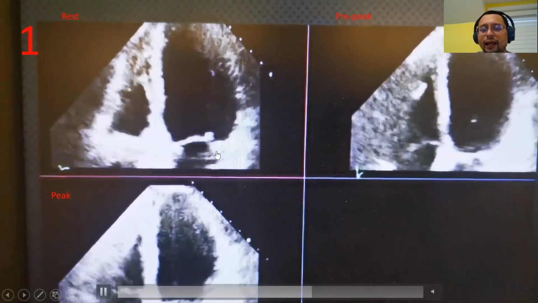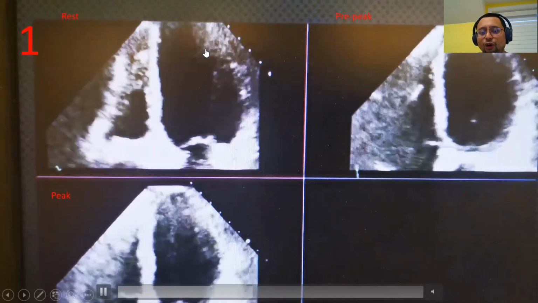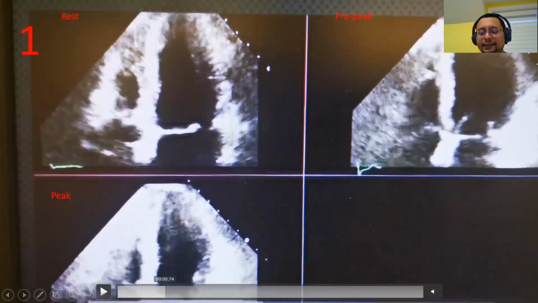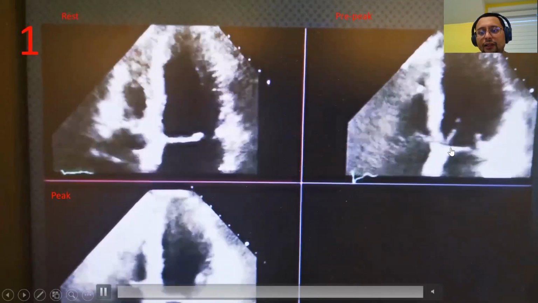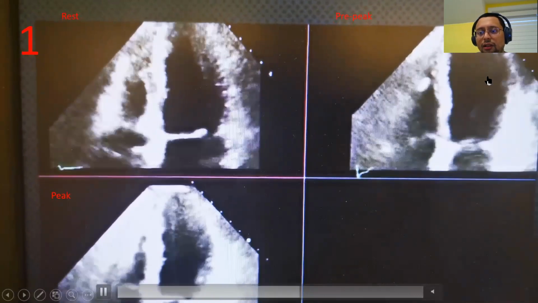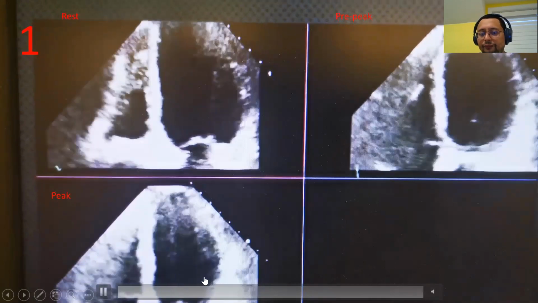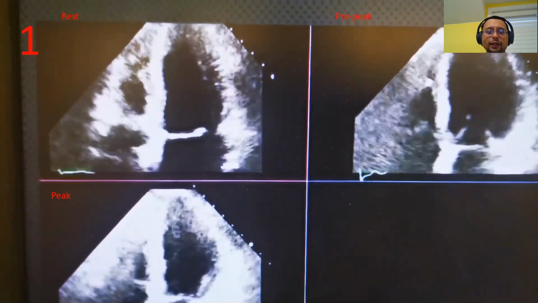Okay, I've already annotated the picture. So this is the apical four-chamber view. So that is rest. The regional wall motion is normal. That is pre-peak and that is peak. Okay, this is exercise stress echocardiogram. Rest, pre-peak, and peak. Rest, pre-peak, and peak. Okay, look at that. Okay, now look at the next one.